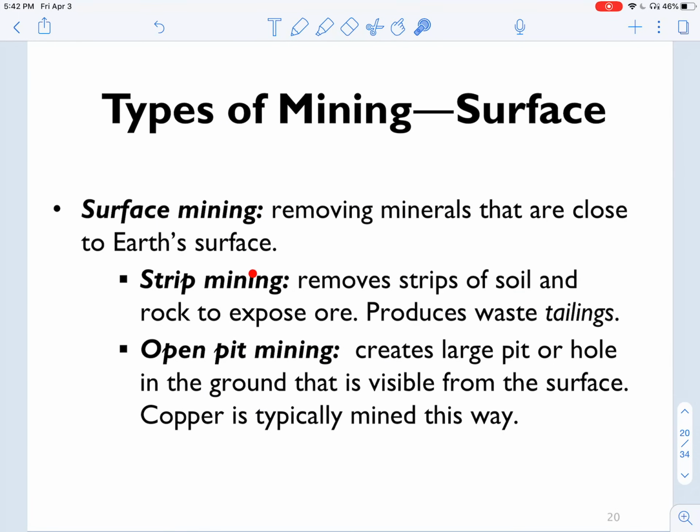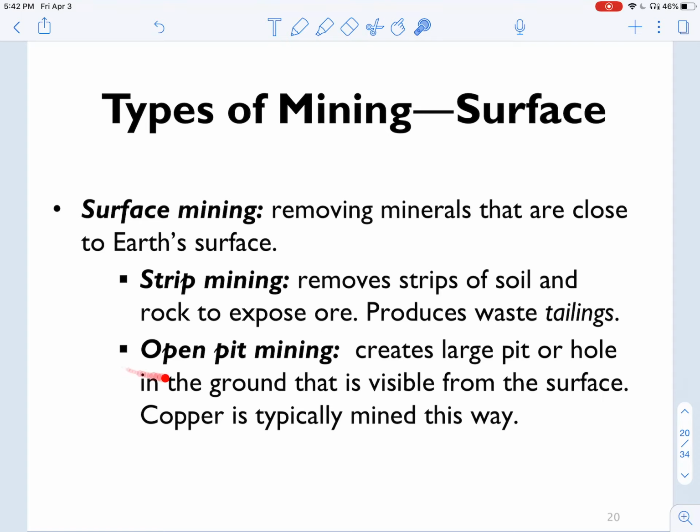Strip mining removes strips of soil and rock to expose the ores beneath it, like the iron oxide ores. And we call the waste that is produced tailings. So kind of like you strip it, take the oxides, and push the rest over onto the side, and you've got these large areas of tailings.